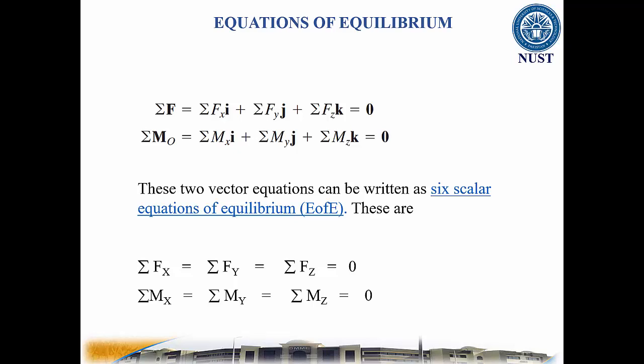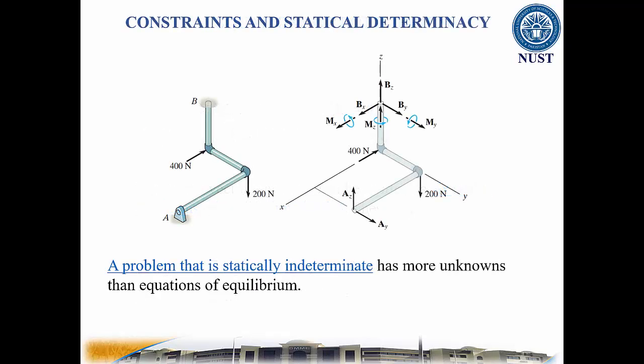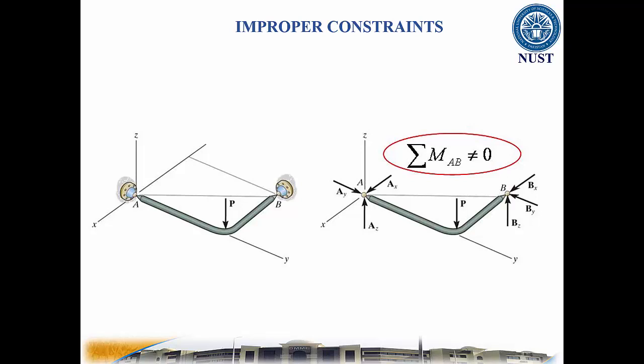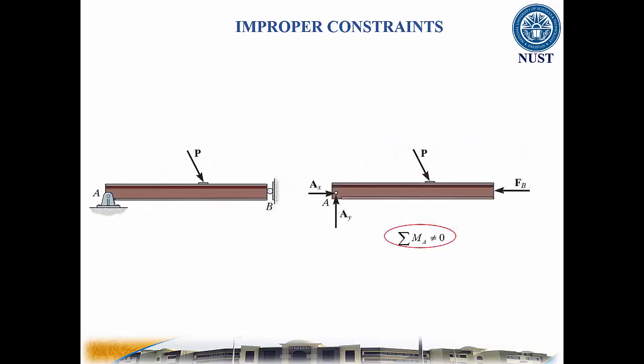Forces occurring at the point where moments are taken do not appear in the moment equations since they pass through the point. Remember, when a body has more supports than necessary to hold it in equilibrium, it becomes statically indeterminate. A problem that is statically indeterminate has more unknowns than equations of equilibrium. Here we have six unknowns, but there is nothing restricting rotation about the AB axis. In some cases, there may be as many unknown reactions as there are equations of equilibrium. However, if the supports are not properly constrained, the body may become unstable for some loading cases.